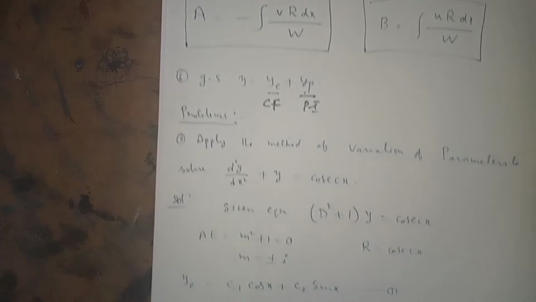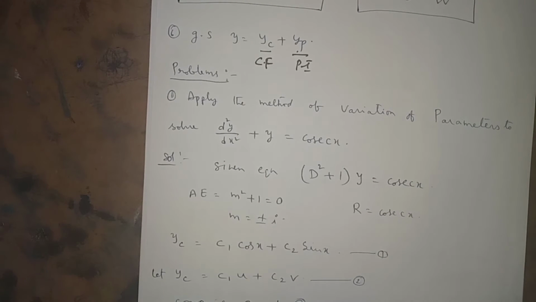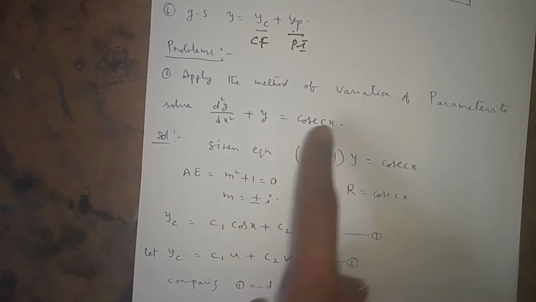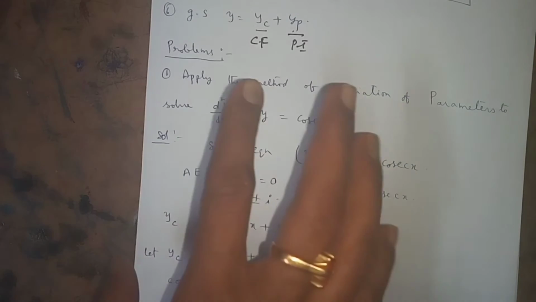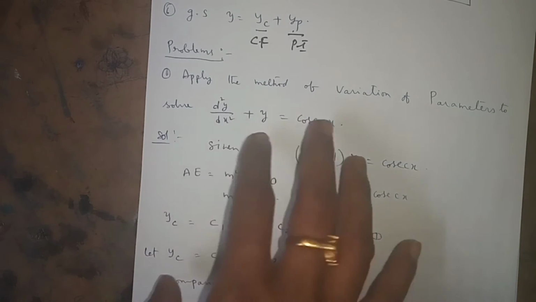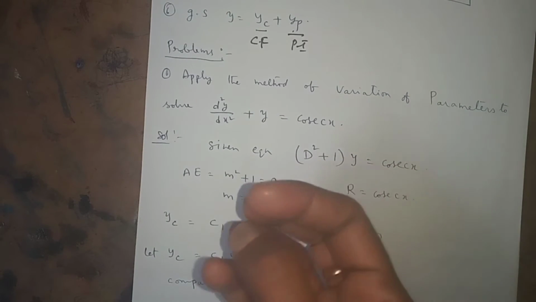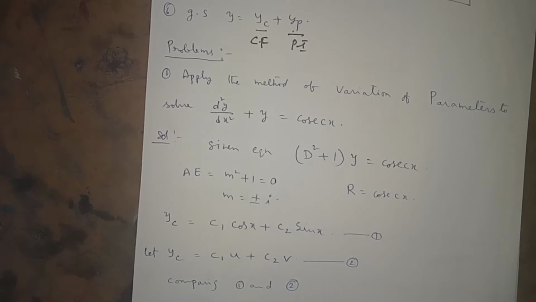In this problem you can identify the method very easily, because they will specify the method, by the method of variation of parameters. Apply the method of variation of parameters to solve d square y by dx square plus y is equal to cosec x. It is a second order equation only, and they will give you cosec x, tan x, something like that. Why? Because for such types, cosec x, tan x, we don't have any particular integral methods.